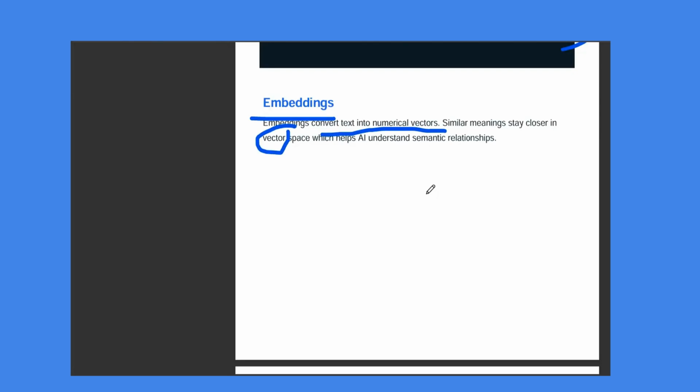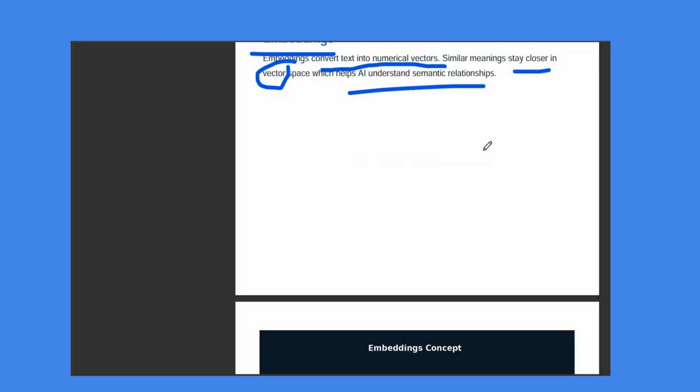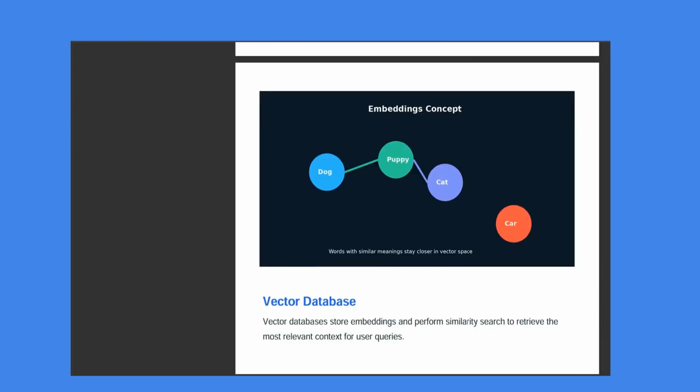And here is the interesting part. Words with similar meanings will have similar vector representations. Okay, like for example, you have dog and puppy. Both are semantically similar, right? So their embeddings will also stay closer. Okay, and this helps AI understand meaning instead of just matching keywords.